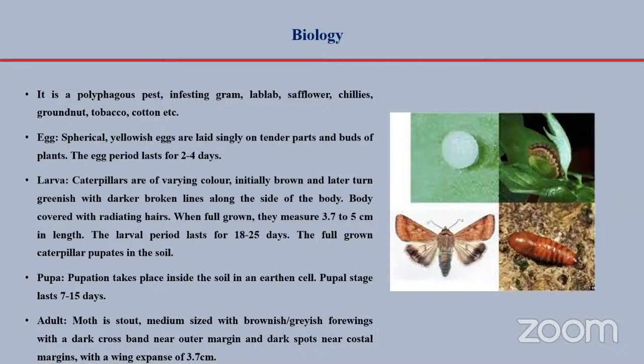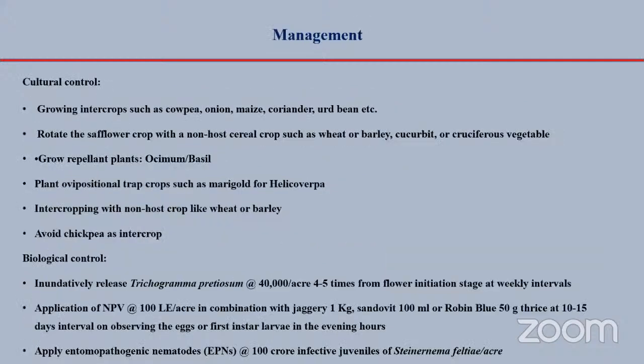So next is the biology. You know very well about the biology of Helicoverpa, because continuously in most of the major crops we will be learning about this Helicoverpa. So it is also a very important pest. You should know thoroughly about the biology, damage, and also the management of this pest. As it is a polyphagous pest, it is also known as the king of insect pests. So next is the management.